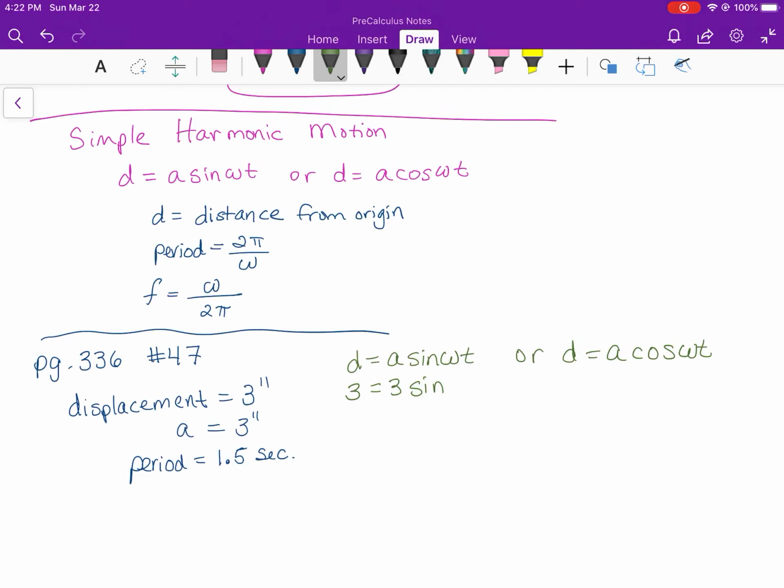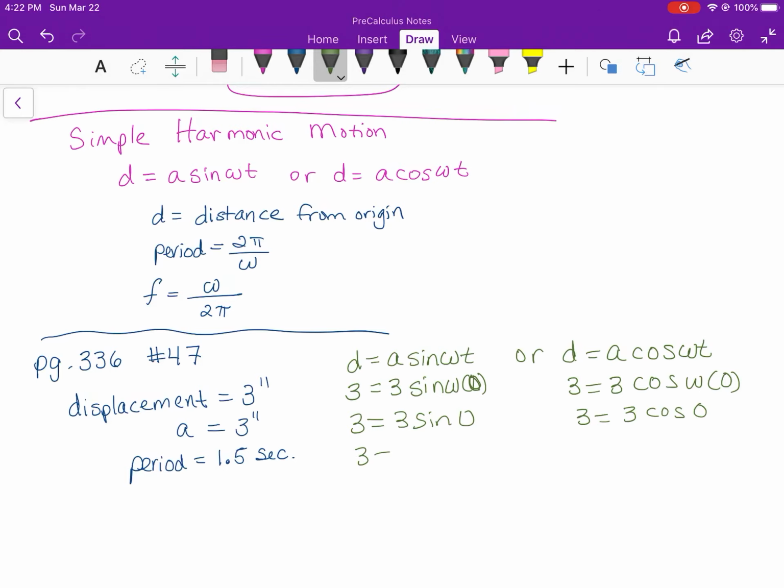And first we're going to check this out for time equals 0. So we're going to put 0 in for time. We'll do that on both equations. Now, which one is a true equation? Does 3 equal 3 times the sine of 0? Or does 3 equal 3 times the cosine of 0?